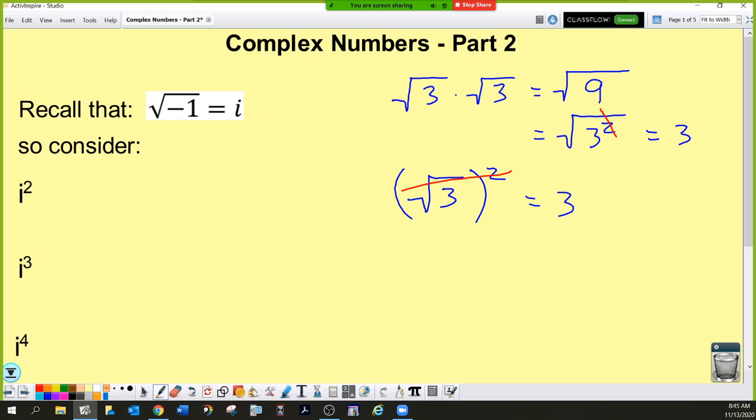Okay. i squared. In order to figure out what i squared is, you have to remember that i is the square root of -1. So here's what we're actually doing. We're taking the square root of -1 and we're squaring it. But we just saw, using regular old numbers, that when you square a square root, they cancel. And you're left with -1. So as it turns out, i squared is -1, a real number.